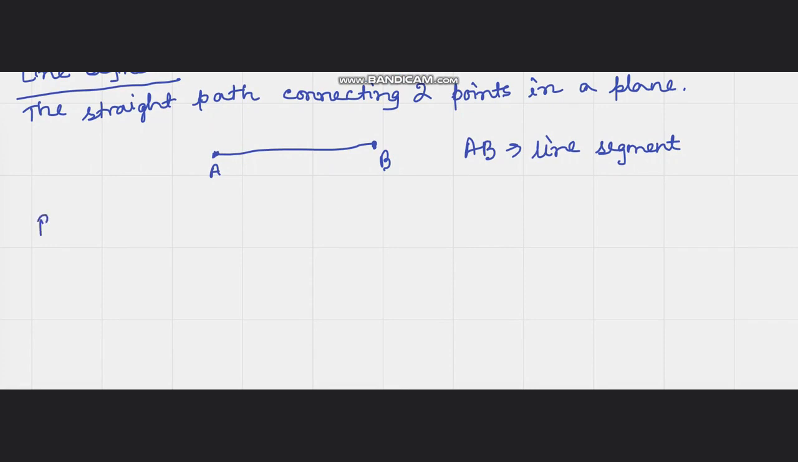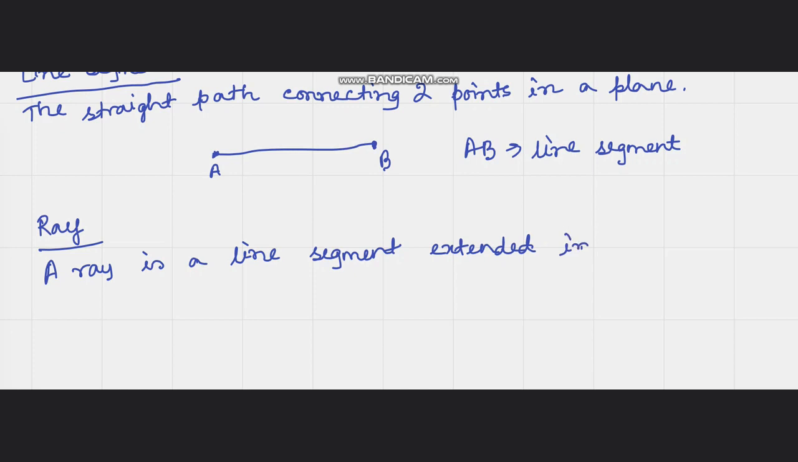Now we will learn about the topic ray. What is a ray? A ray is basically a line segment which we can extend indefinitely in one direction.